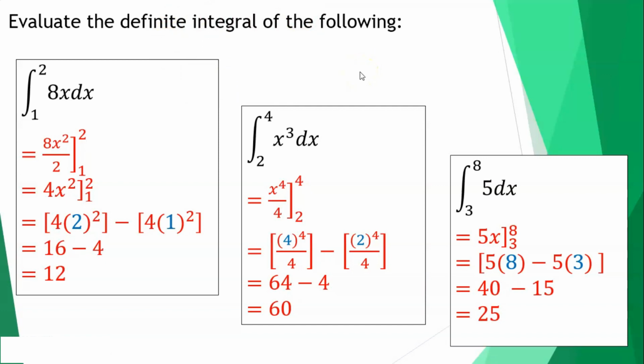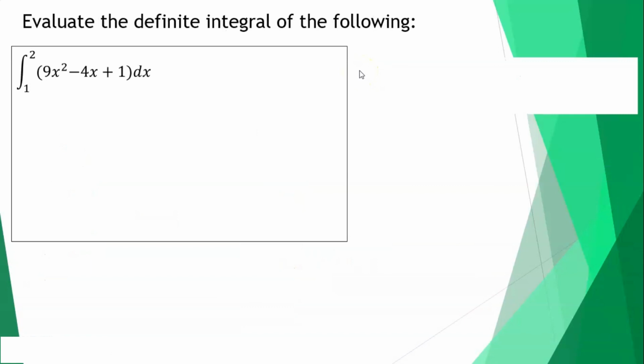Now, what happens if you are given a polynomial? So how to evaluate its definite integral? So given this, evaluate the integral of 9x squared minus 4x plus 1 dx evaluated from 1 until 2. So again, the first thing we do is solve for the indefinite integral. So this would become 9x cubed over 3 minus 4x squared over 2, and the integral of 1 is x.